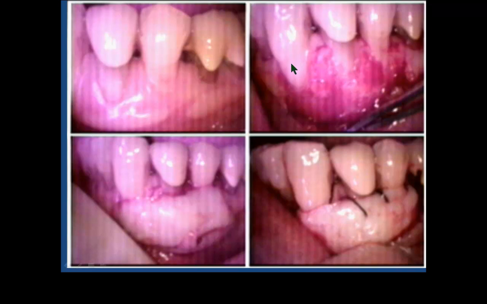Also, the prominence of the lower left canine, the prominence of the root of the lower left canine could be also a cause of having the graft failed to cover the root surface.